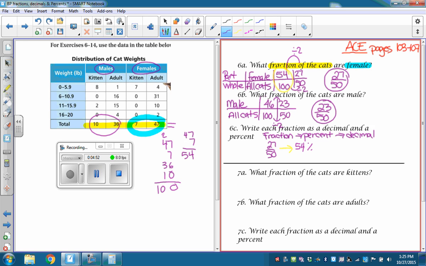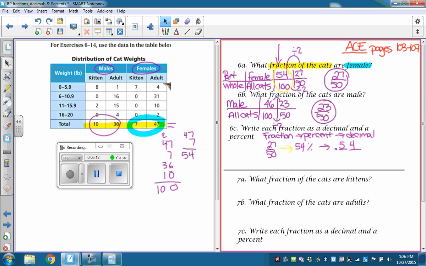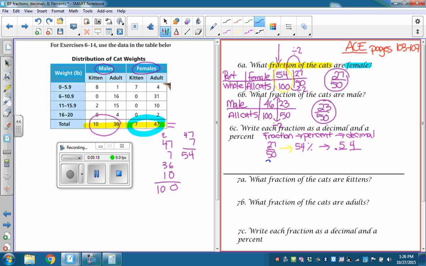And remember, percent means per 100ths. So when you read this, it's 54 hundredths. And so the decimal, this is the tens place, and that's the hundreds place, so it's 54 hundredths. And then similarly, for the other fraction, 23 out of 50, that's 46% or per 100. So tenths, hundredths, 46 hundredths.